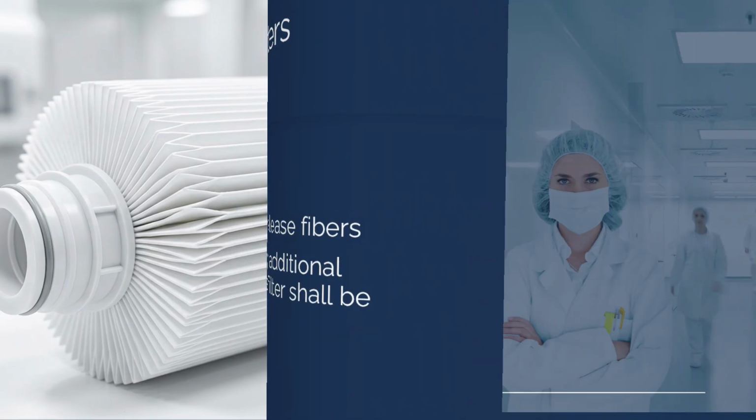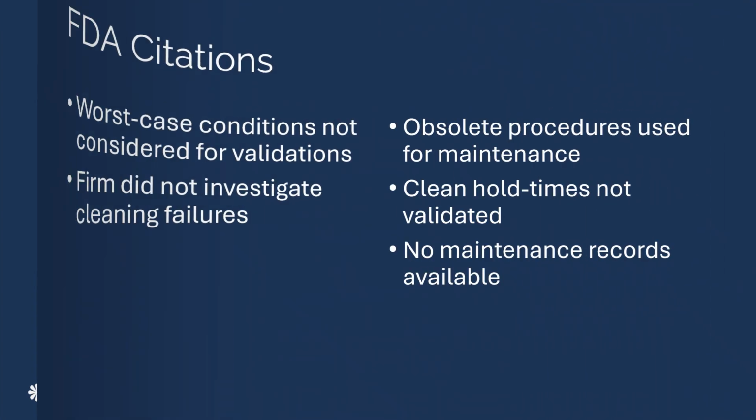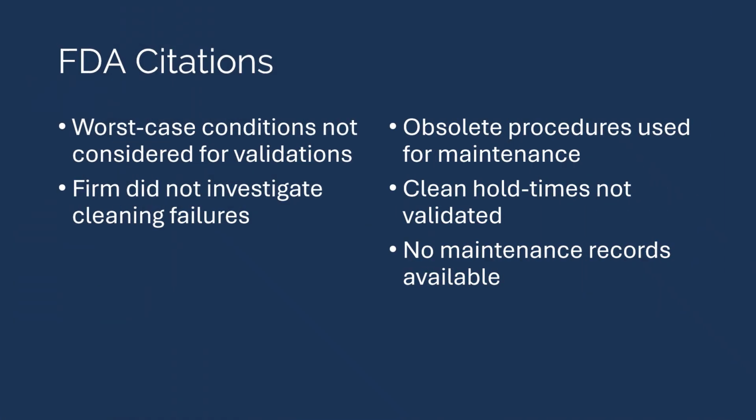In practical applications, always follow your firm's procedures, apply cGMP correctly, seek guidance when unsure, report non-compliance, and involve the quality control unit. Common FDA citations include not considering worst-case conditions for validations, failure to investigate cleaning failures, using obsolete maintenance procedures, lack of validated clean hold times, and missing maintenance records.